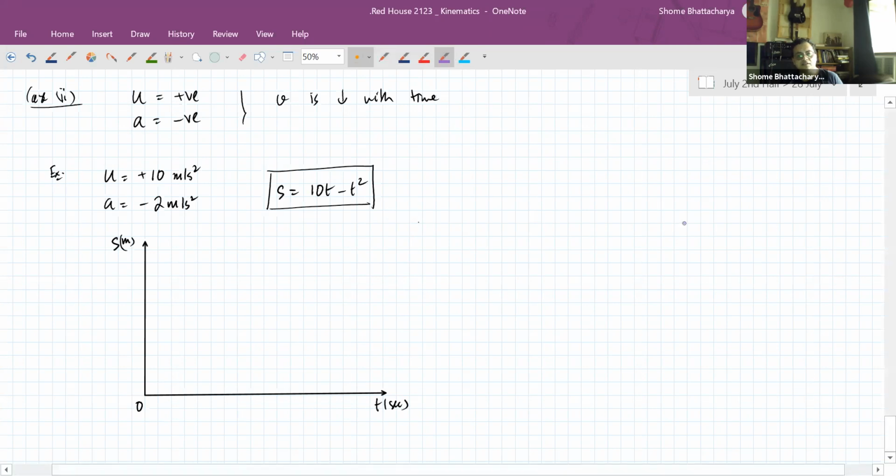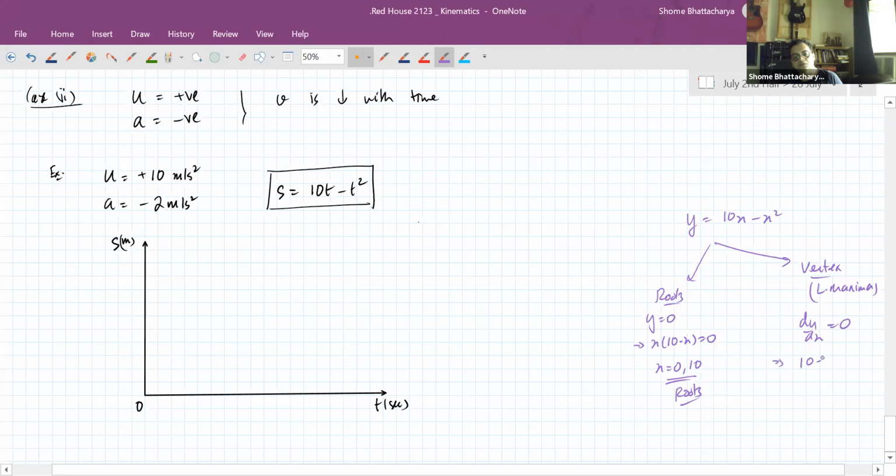This time let's plot the general graph first. Suppose we have y is equal to 10x minus x square. So one thing we can see is the roots of the equation. Y is equal to 0 implies that x into 10 minus x is equal to 0. So it's 0 and 10. These are the roots. And the second is we can see the vertex, or in this case, it will be the local maxima point because it's a downward opening parabola. So at that point, dy by dx should be 0. So dy by dx is how much? 10 minus 2x. That should be 0. So x equal to 5. This is the vertex point.